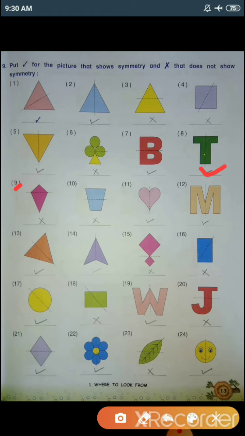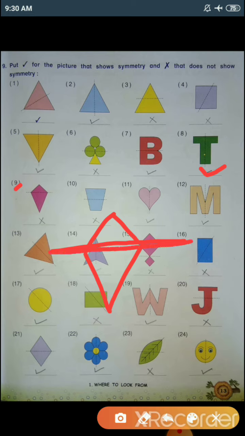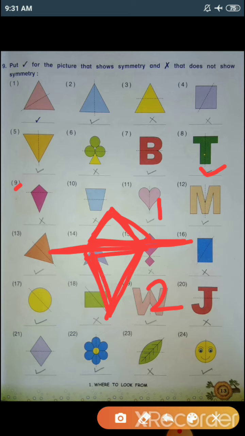Now number 9. One diamond shape is given and this diamond shape is divided into two parts by one horizontal line. So upper part is part 1 and the lower part is part 2. You can see two triangles over here, but in part 1 the triangle is smaller than part 2 triangle. That is why this shape is not symmetry, because these two triangles are not same.